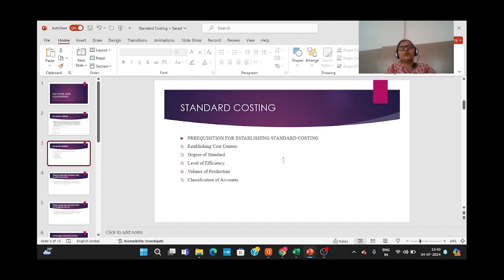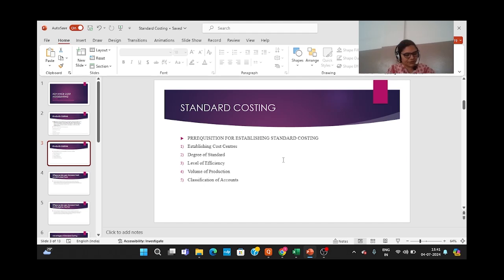If we are setting too high standards which are not easy to achieve, it may lead to a lot of demotivation and frustration among the employees. Volume of production: fixed overhead standards will vary when the volume of production varies. So it is necessary to estimate a volume of production that can be achieved. Expected sales volume and available capacity should be considered for fixing volume of production.